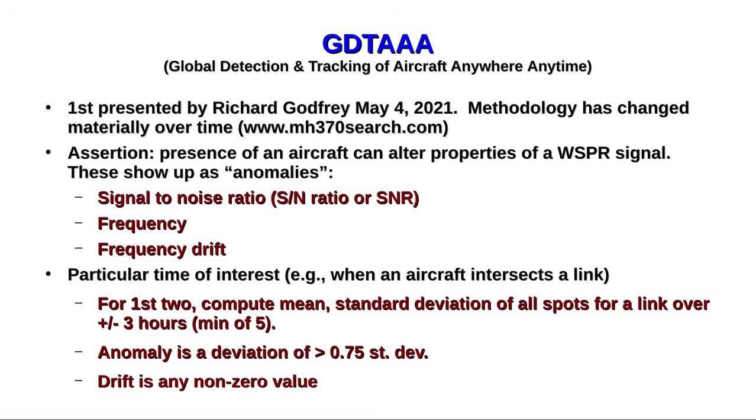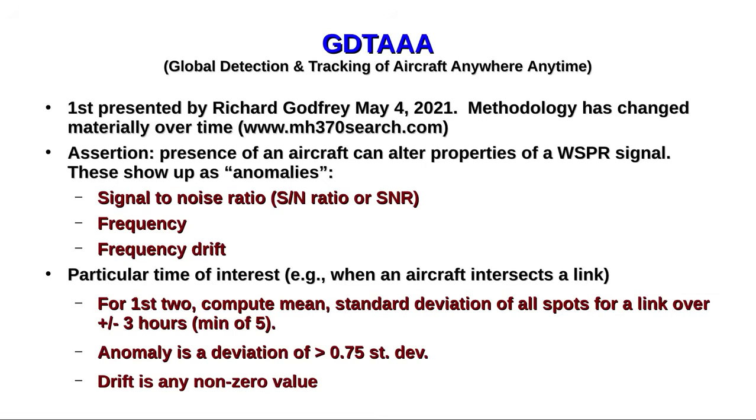The assertion is that the presence of an aircraft can alter the properties of a whisper signal such that they show up as anomalies. These include signal-to-noise ratio, frequency, and frequency drift. I'm unclear if frequency drift is still used, but will include it for completeness. A particular time of interest might be when an aircraft has passed between a transmitter and receiver.